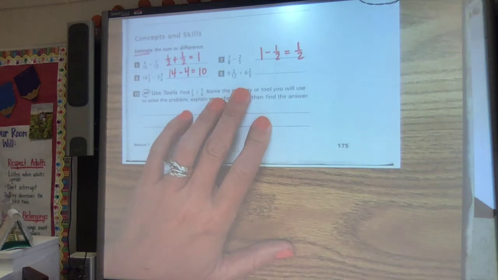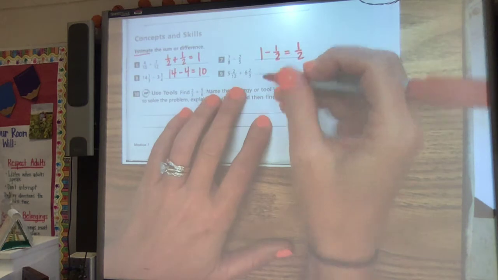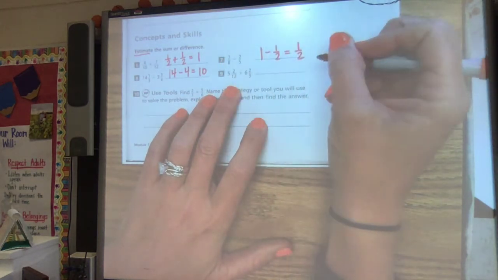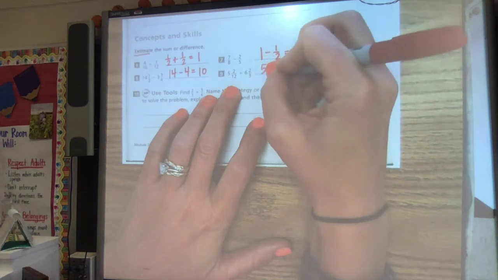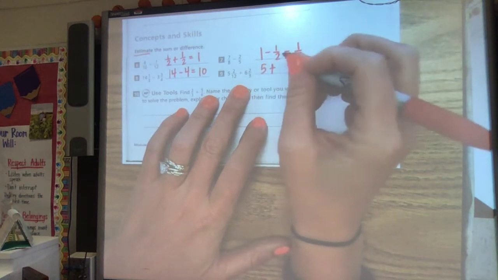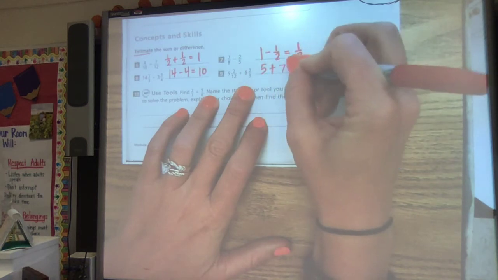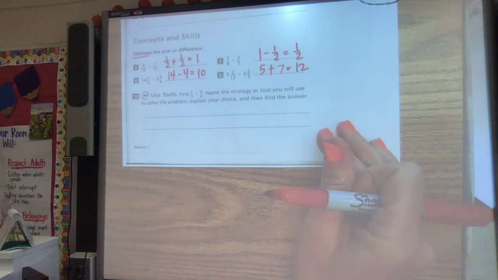Number 9, 5 and 2/12 plus 6 and 2/3. 5 and 2/12. 2/12 is not close to 6/12, like a half, or it's not close to 12/12, so I'm going to round that down. 6 and 2/3. 2/3 is more than a half, so I'm going to round that up to 1, so that would make that 7. So that would estimate to 12. Okay?